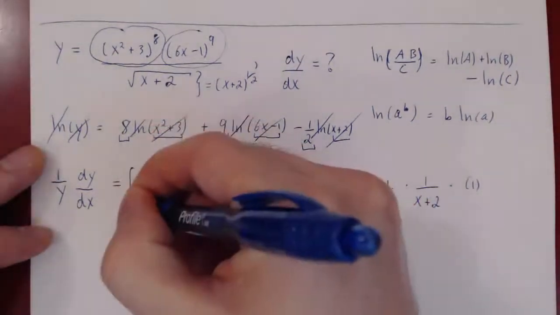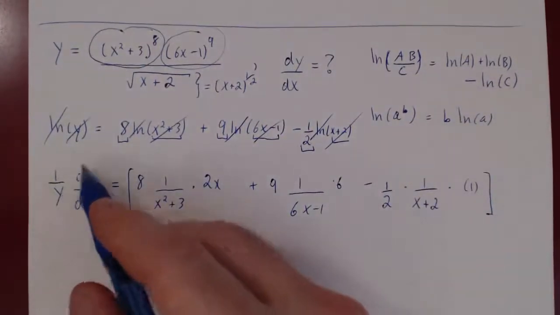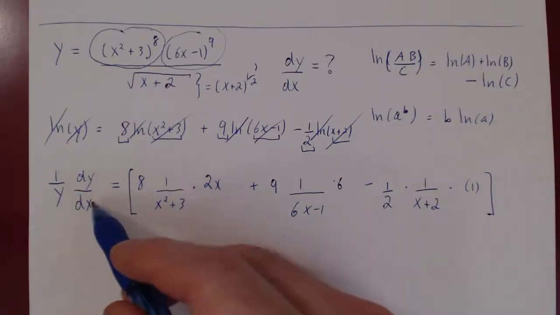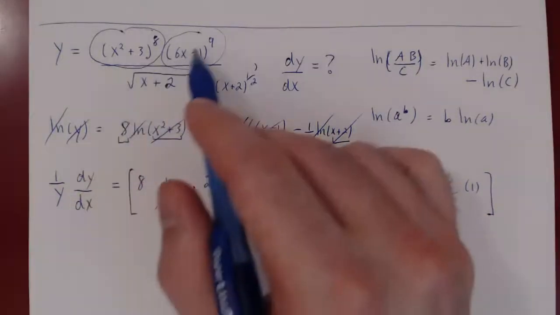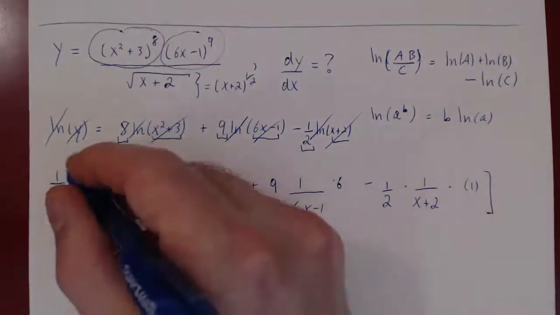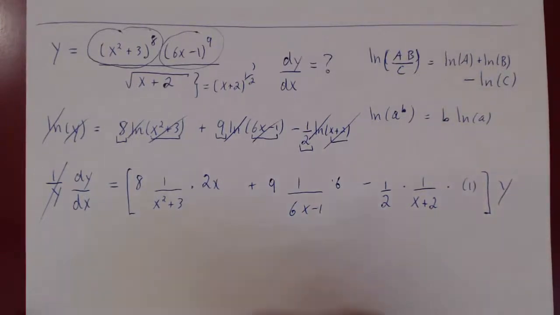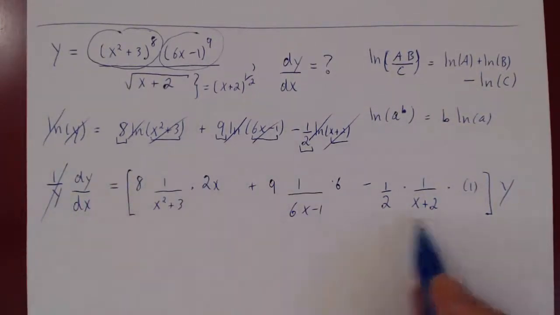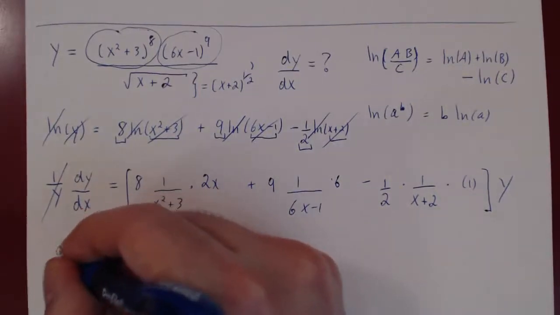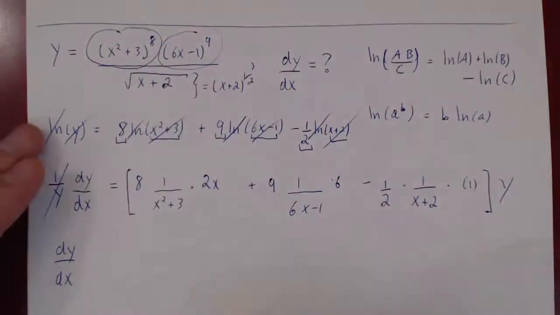So, as before, on the left we have 1 over y dy over dx equals this. If you want to solve for dy over dx, therefore the derivative of this function, multiply both sides by y, so y over y is 1, y here, and now we can write our final answer by cleaning up these fractions a little bit.